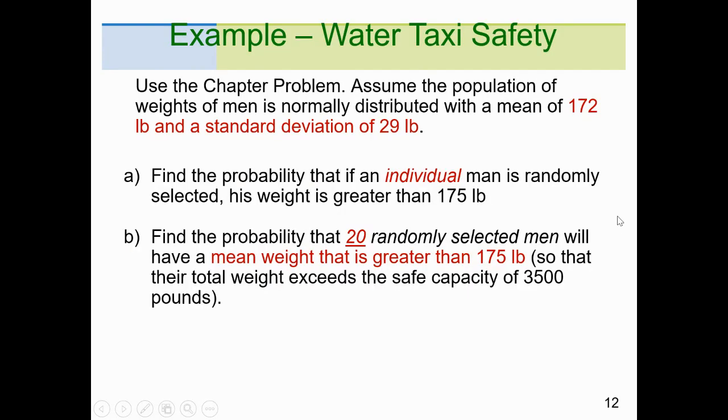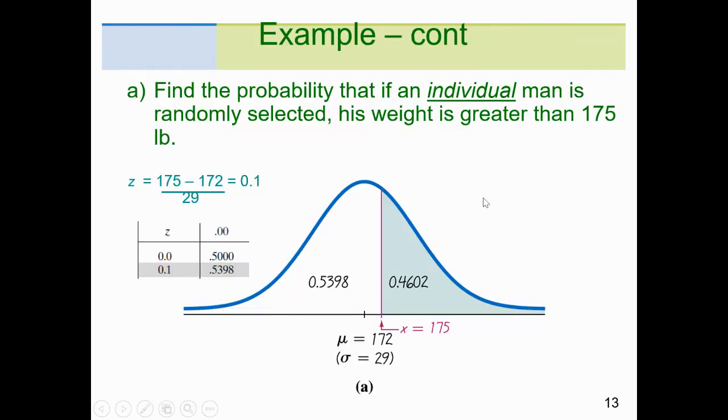All right, same problem. Well, not same problem, same topic. And once again, he brings us back to what we did in 6.3, and then here's 6.5. We always worked with individual people, individual items in 6.3. Now we have the second part of this, the mean of 20 selected. So for an individual, we did this before. We want to find the area that's greater than 175. Using the calculator, we find a z-score of 0.1. We go to our table, 0.5398.